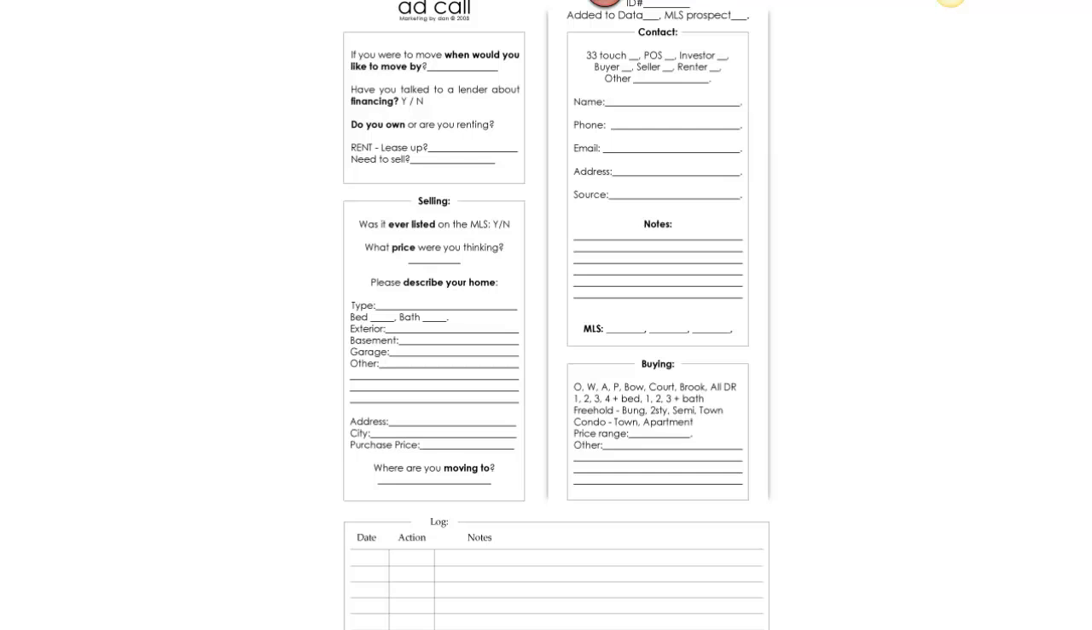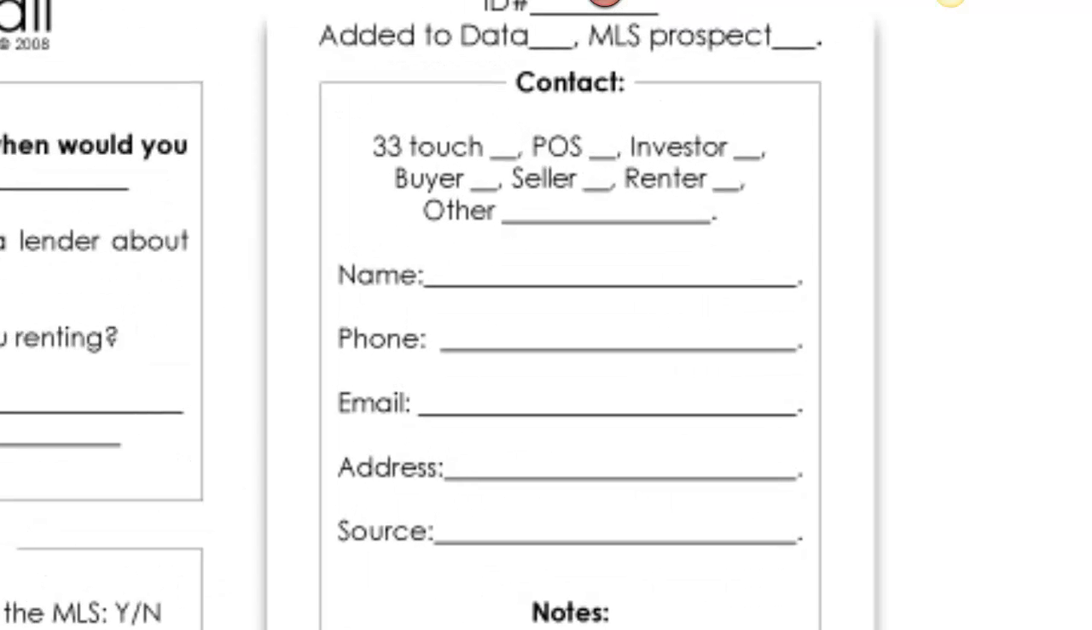So let's zoom in and take a closer look. On this piece of paper, I can capture a contact's name, phone number, email, their address, and the source of where it came from.